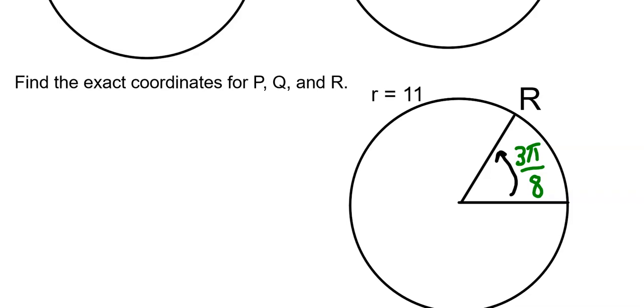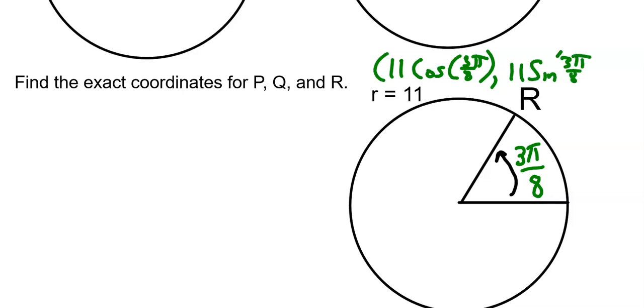So very similar to radius of 7, for R, it's going to be 11 times the cosine of 3 pi over 8, comma 11 sine 3 pi over 8. So again, we're taking the original answer, and we're simply multiplying both the x and y by 11.